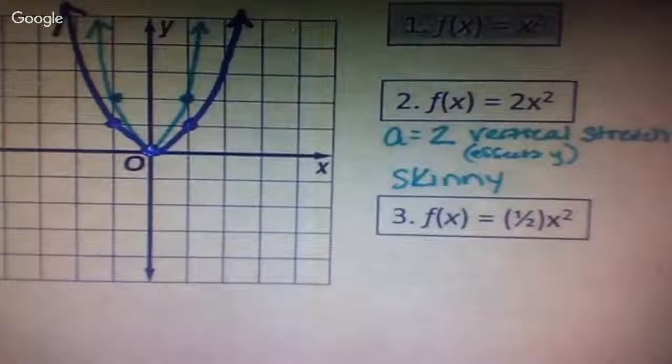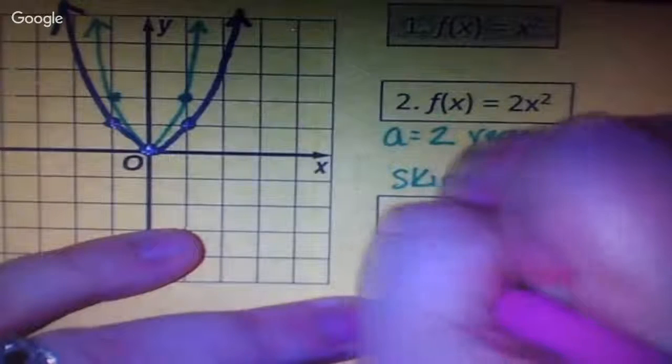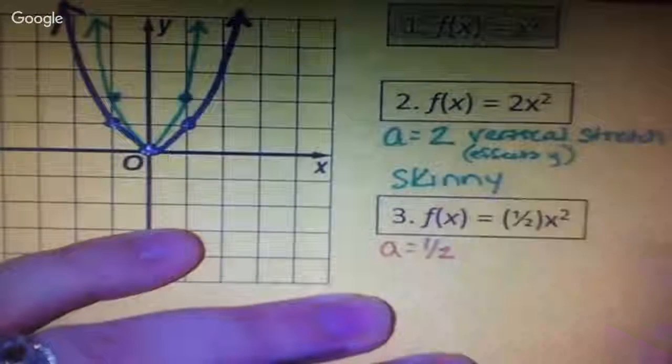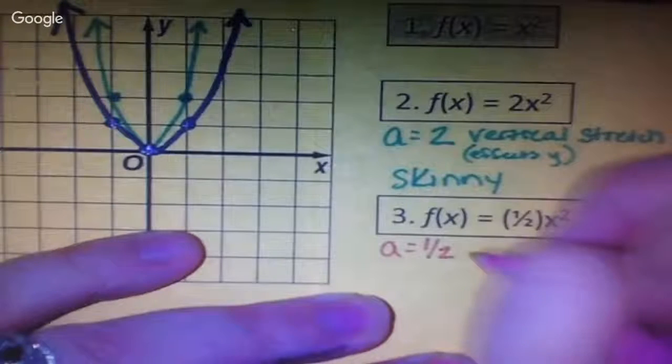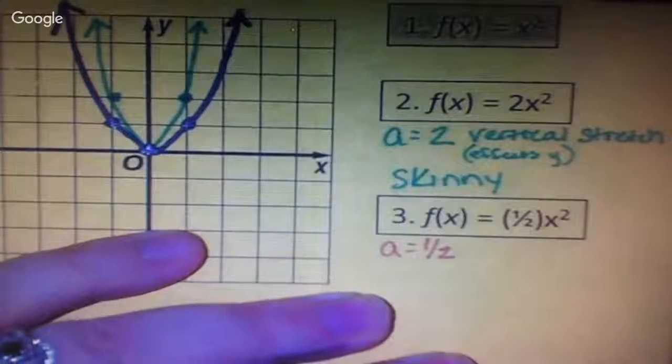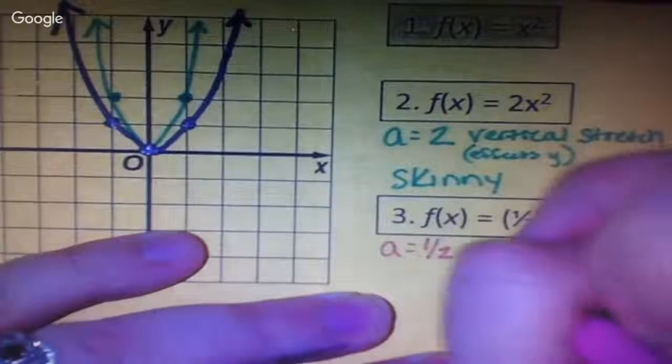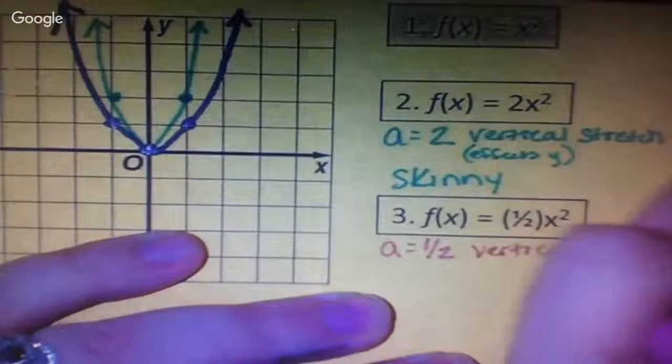Take a look at number 3. Be very careful. 1/2 is in parentheses, but is it in parentheses with your X? No. So this still affects my Y. So my A value this time is 1/2, which means this is called a vertical compression.